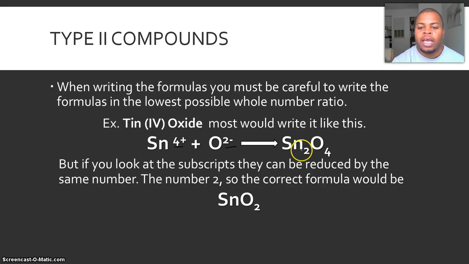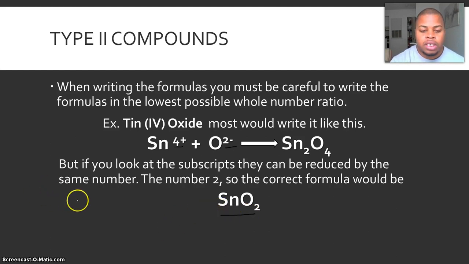Now, most people looking at the charges here and here, would say, okay, Sn2O4. Now, while that is correct according to the crisscross method, we realize that we can reduce it a little bit more. So if we look at it and see that, oh, we can divide both of them by 2, we know that we're going to get a simpler ratio, and this is going to be more in line with what we have. So the actual formula is going to be SnO2.